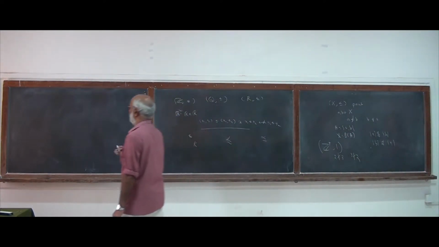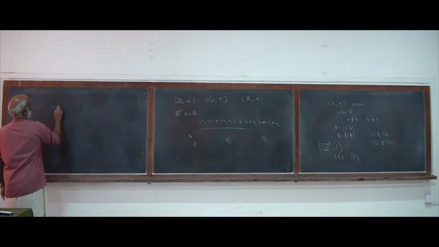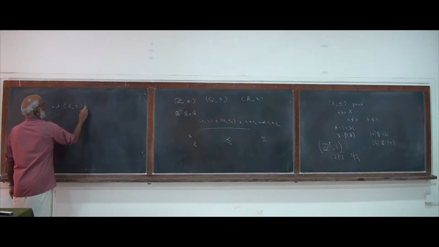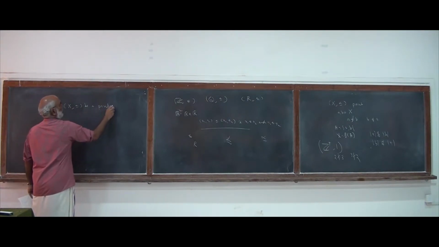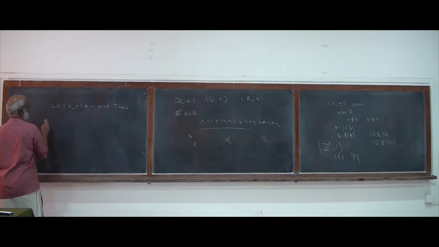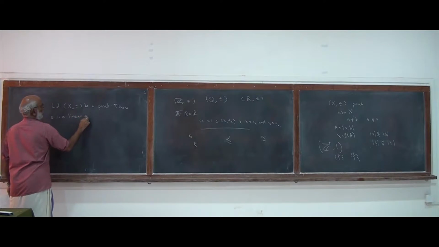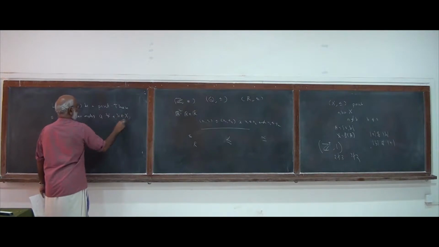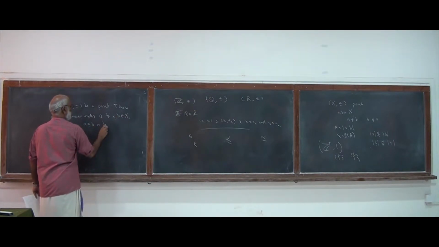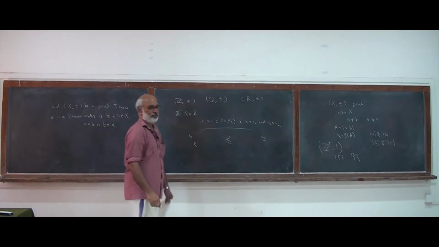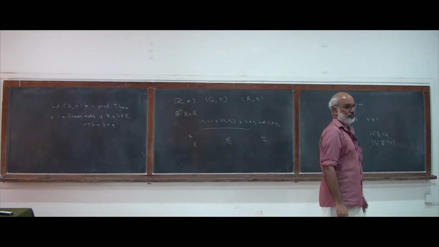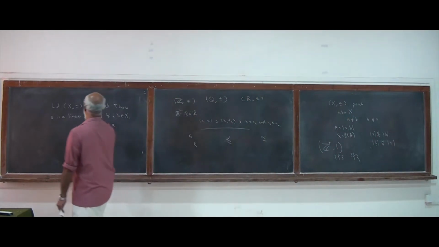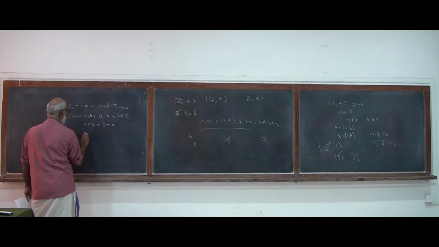So for such sets, let (X, ≤) be a poset. Then ≤ is a linear order if for every A, B element of X, A is less than or equal to B or B is less than or equal to A. We say that if either of these two relations is satisfied, then A and B are comparable.